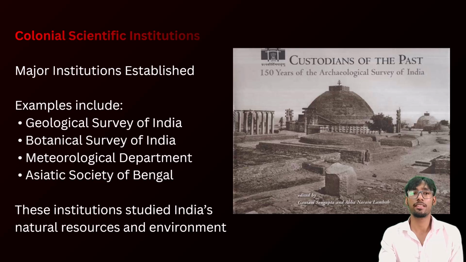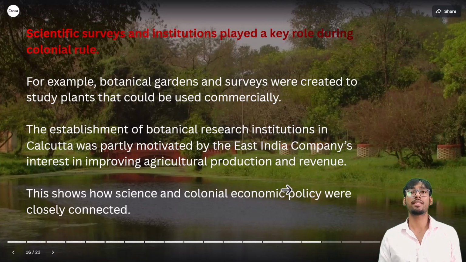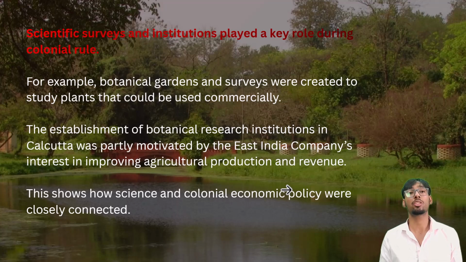Colonial scientific institutions, major institutions established. Examples included the Geological Survey of India, Botanical Survey of India, Metallurgical Department, Asiatic Society of Bengal, and also the Archaeological Survey of India. These institutions studied India's natural resources and environment. Even though ancient artifacts were taken to the British Museum, scientific surveys and institutions played a key role during colonial rule.